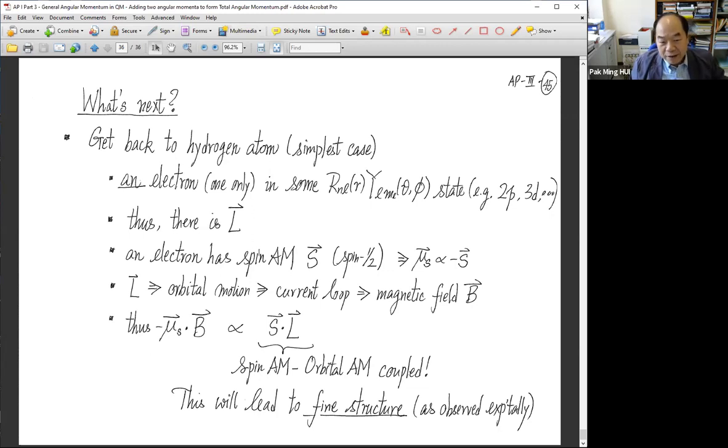We will find that there will be an interaction term that goes like S dot L, and that is called the spin-orbit interaction term. After we understand this term, then we can move on to understand what we discussed in the experimental data comparison. There is something called the fine structure.